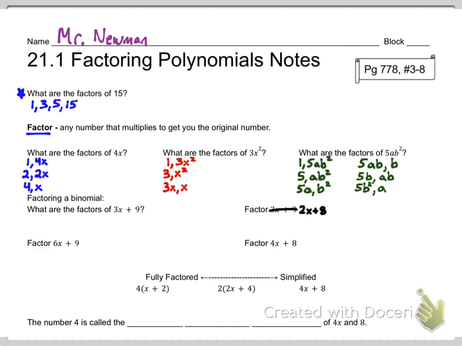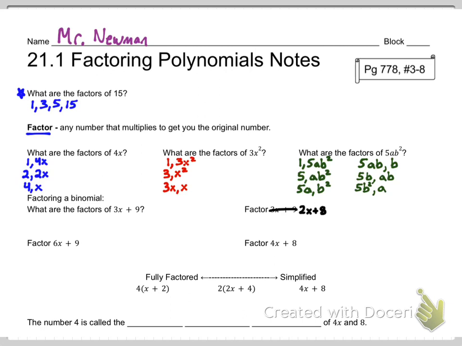So notice all of these, the key important thing: I don't care quite so much that you can find all the factors, I care much more that you recognize that they are factors. So if I say, is this a factor? You go, yes, that is a factor, because it multiplies with something else to get the original number.